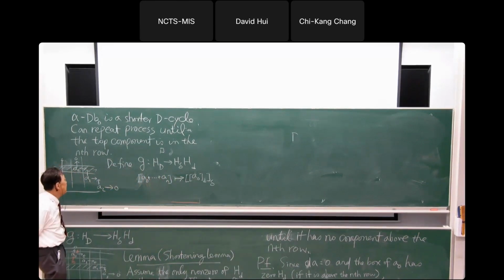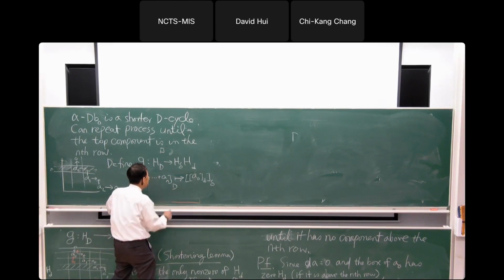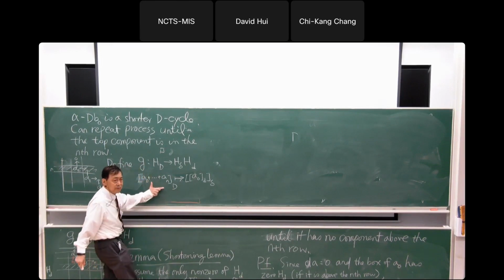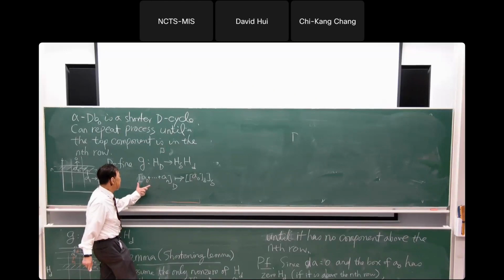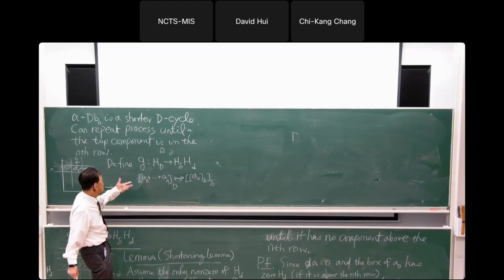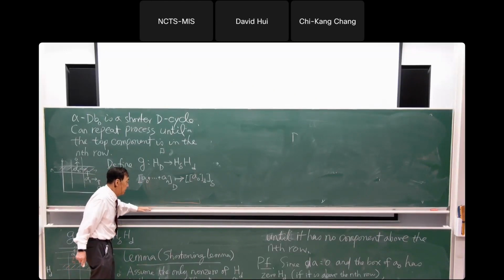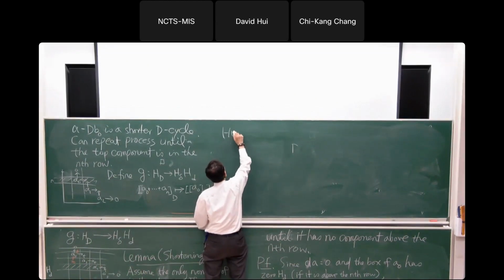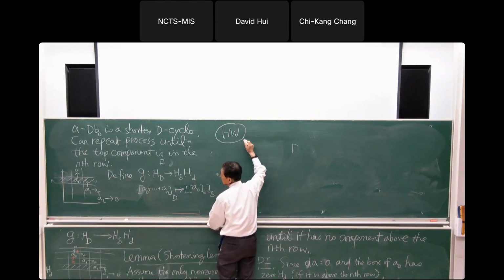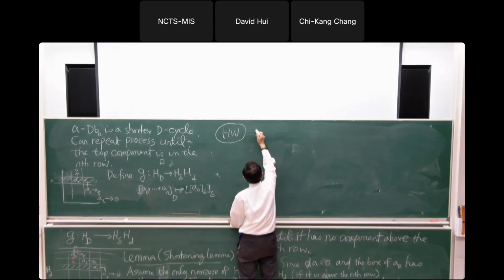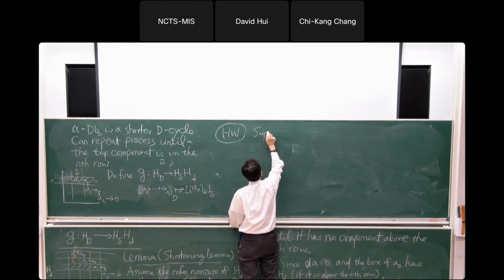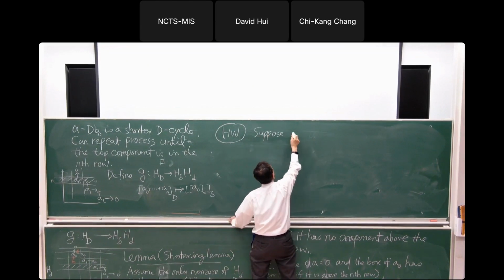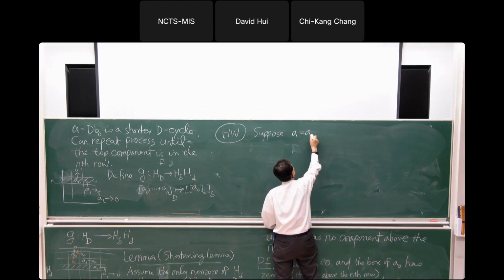But, you know, you can start with another representative of the big D cocycle. And so you have to show that G is well defined. So suppose you have two big D cocycles.